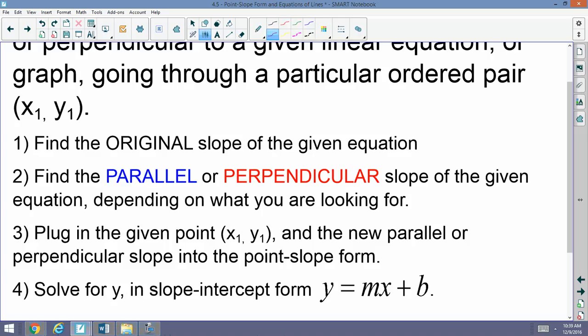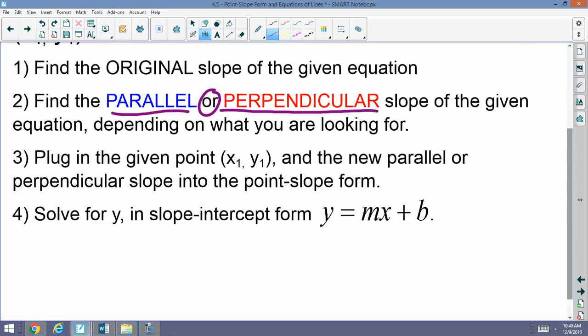Find the original slope, because that's going to tell you where to base your work from. Then find your parallel slope or your perpendicular slope. If your original slope is 5, for example, label parallel slope is 5. Label perpendicular slope is negative 1/5, because that's the new slope you're going to work with.